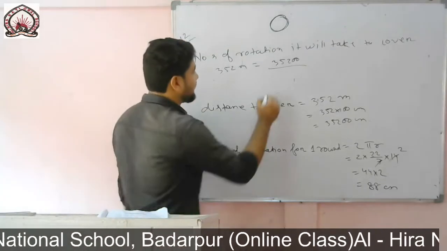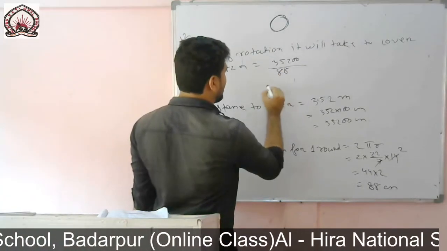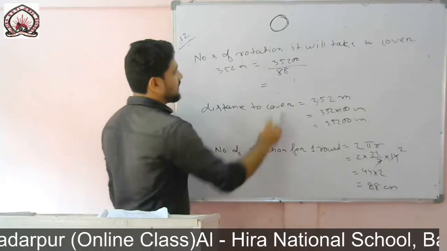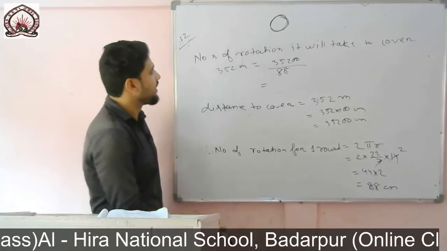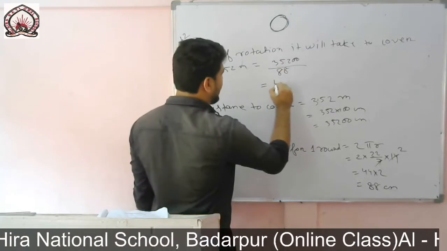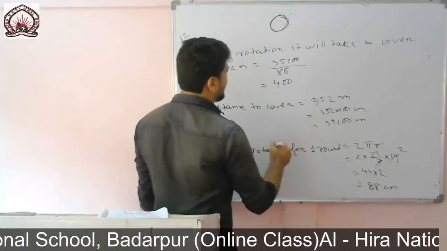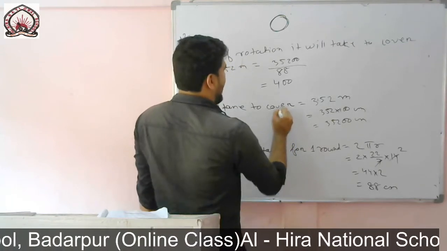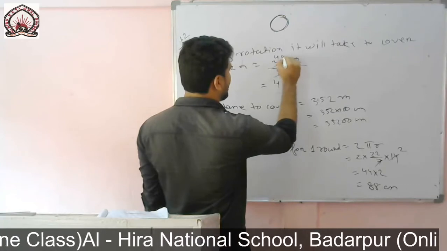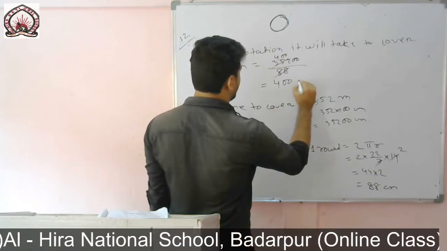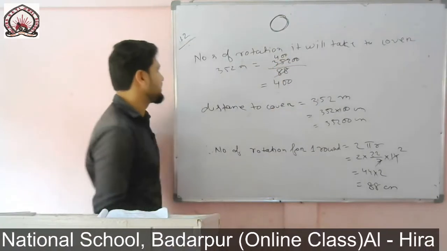Okay, now if you divide, then you will get the answer. If you divide, then you will get 400 rotation, because 88 fours are 352. Okay, so 400 rotation, that is the answer.